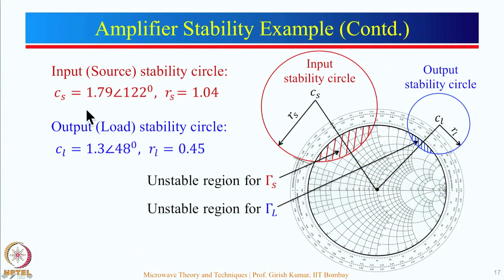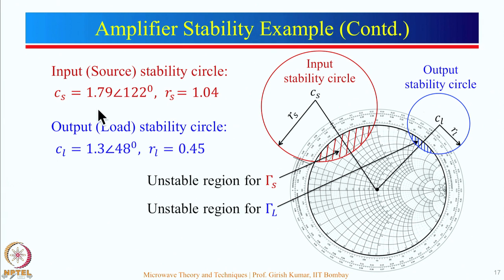So, by using the expression of Cs and Rs, we can calculate the values of Cs and Rs for given values of S parameters. So, this is the value of Cs and this is the value of Rs, and corresponding to the output stability circle, these are the values of Cl and Rl. You can actually see over here that Cs is now equal to 1.79. 1.79 will not be within the Smith chart. Please remember that Smith chart only represents gamma less than or equal to 1. Here this is the center and radius of the gamma S, which is input stability circle.